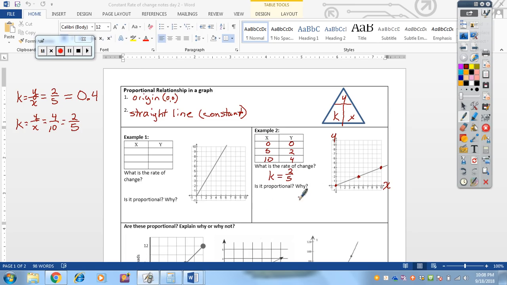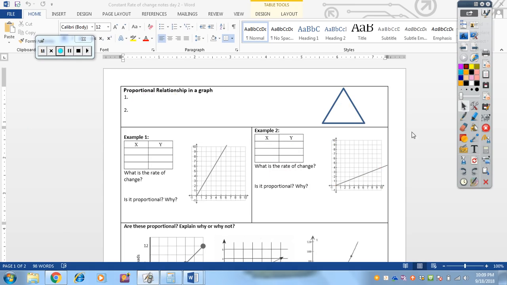And so is it proportional? Does it go through 0, 0? Yes. Is it a straight line? Yes. If I divide everything on the table, do I get the same answer? It has a constant. It doesn't change, right? So yes, it is proportional.